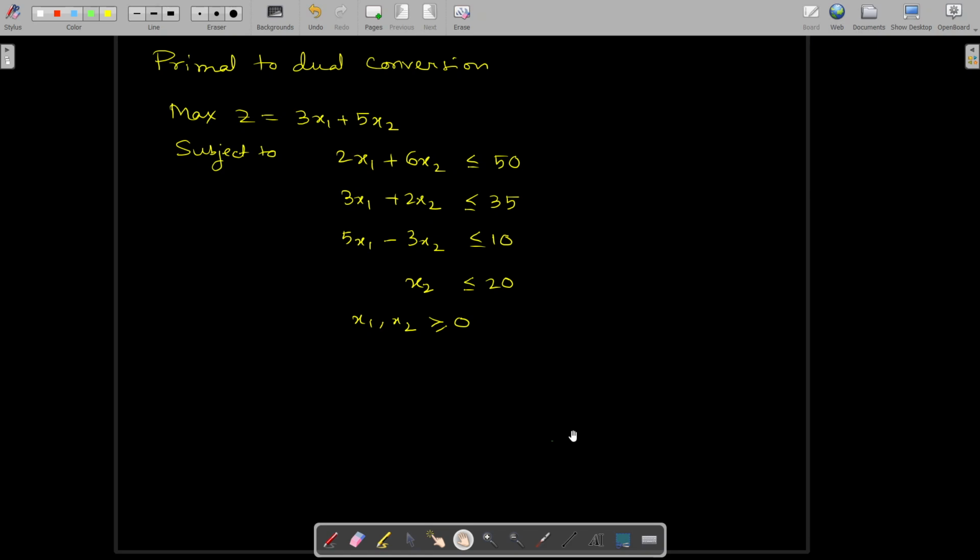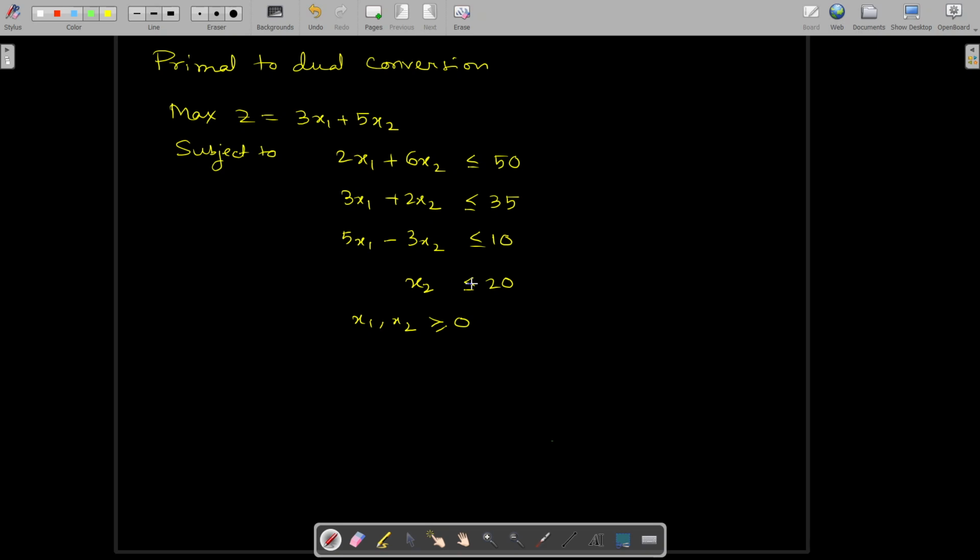I will not go into the details of the theoretical aspects of what this conversion actually means and so on. I will just try to explain how we convert from primal to dual. This is in its canonical form. So a maximization problem will have its constraints as less than or equal to. Even if it's not, then we are going to convert all the constraints to less than or equal to. I'll show that in our subsequent examples.